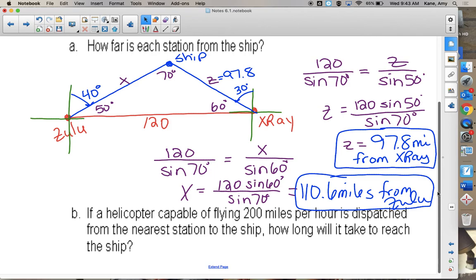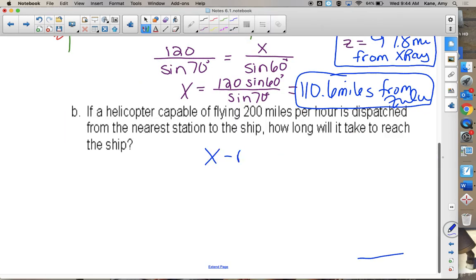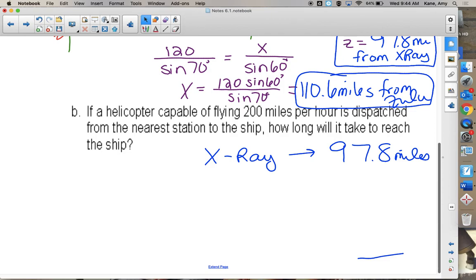The second part, if a helicopter is capable of flying 200 miles an hour, it's dispatched from the nearest station to the ship. How long will it take it to reach the ship? Well, the nearest station is going to be X-ray. And that was 97.8 miles. How do we figure out how long it would take this helicopter to fly to the ship? So we know the distance. We know how fast the helicopter's flying. We want to know how much time it takes. How do we do that?